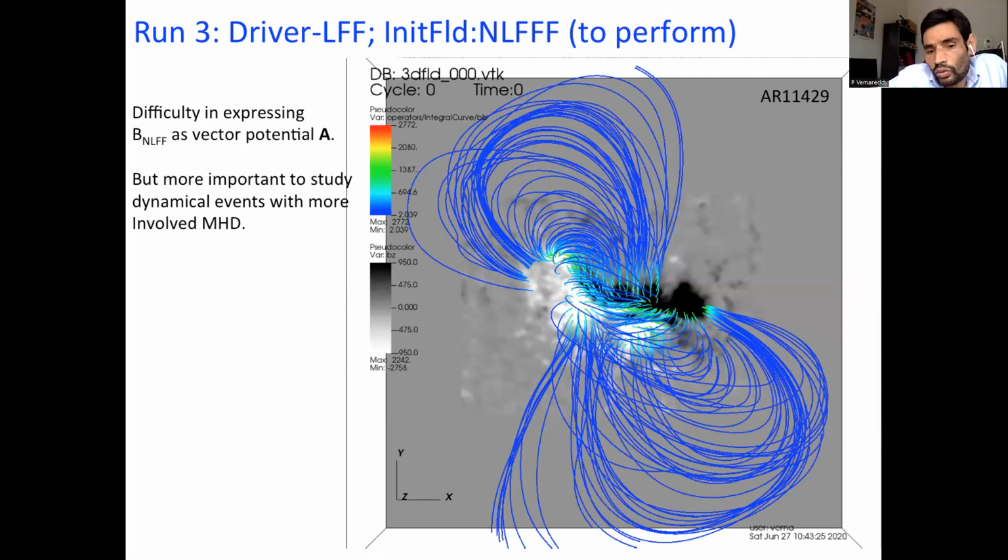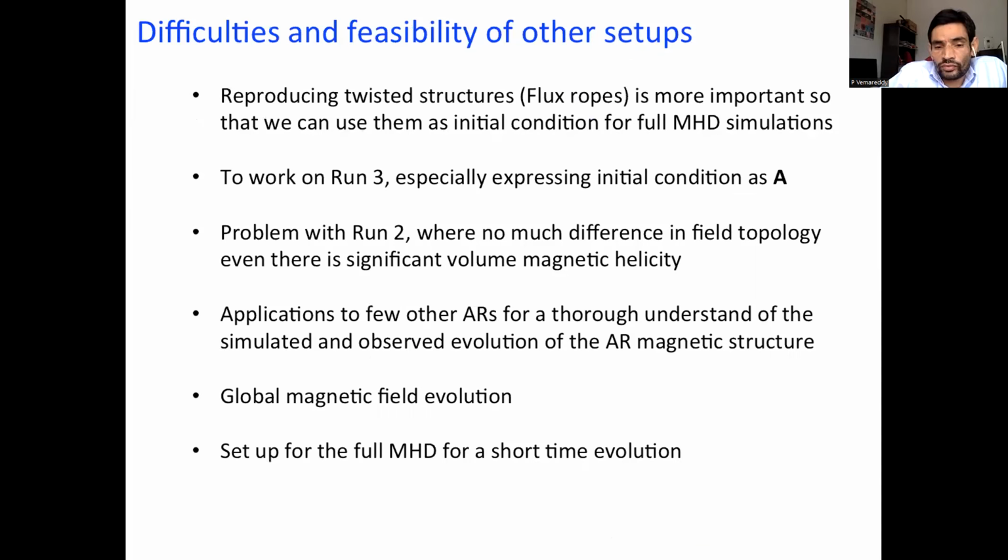Still we need to pump the magnetic helicity, the twist information, from the boundary into the atmosphere, such that twisted structures do form in the simulation. That I am still working on. So coming to my last slide: reproducing twisted structures is more important so that we can use them as initial condition for full MHD simulations. That is one of the main aims.